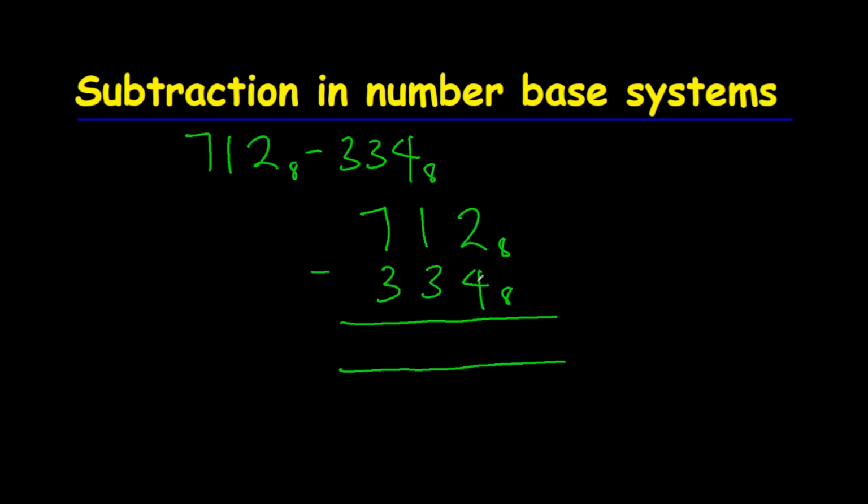2 minus 4, it cannot go because 4 is greater than 2, right? So 1 minus 3 cannot also go. So we have to borrow 1 from this 7 here. So we cancel this 7 here, it remains 6. To borrow 1 from this 7, don't forget the 1 automatically becomes 8. Why? Because we are operating in base 8. So the 1 we borrowed from this 7 automatically becomes 8. So I write down 8 here.